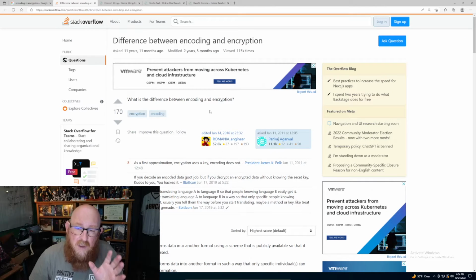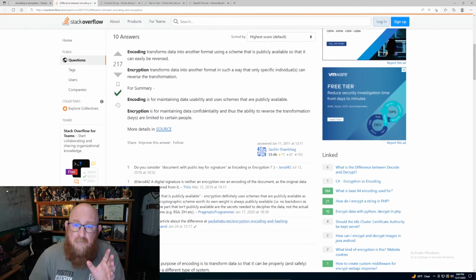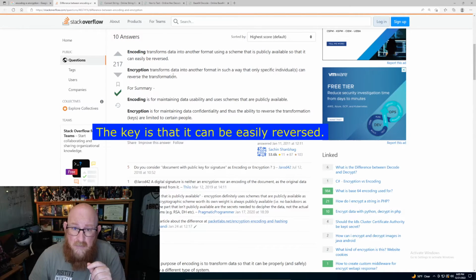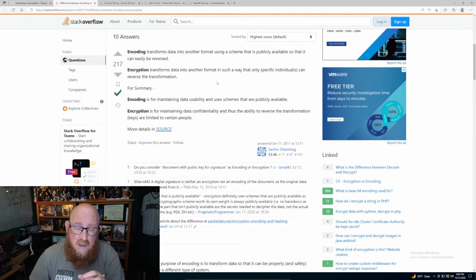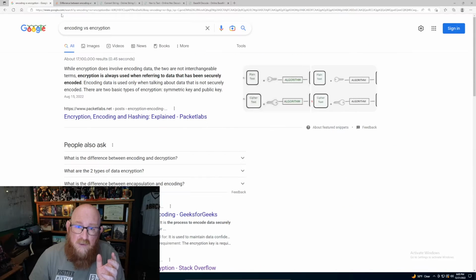So what is the difference between encoding and encryption? This number one answer here: encoding transforms data into another format using a scheme that is publicly available so it can be easily reversed. Encryption transforms data into another format in such a way only specific individuals can reverse the transformation. And that goes back to where they were talking about here, where there are two basic types of encryption, symmetric key and public key. A key exchange allows you to basically make sure your door is locked and only certain people can get in.